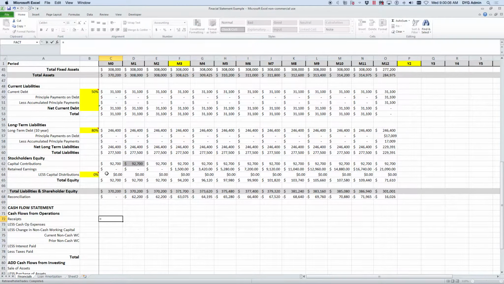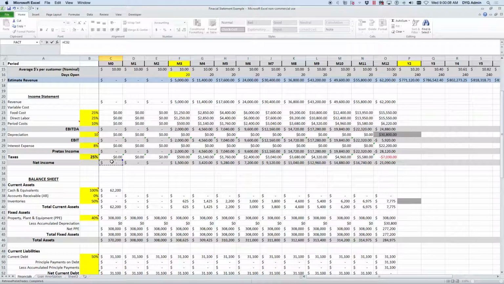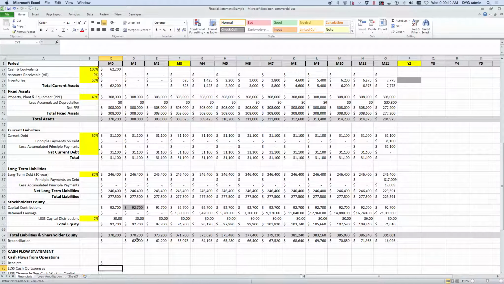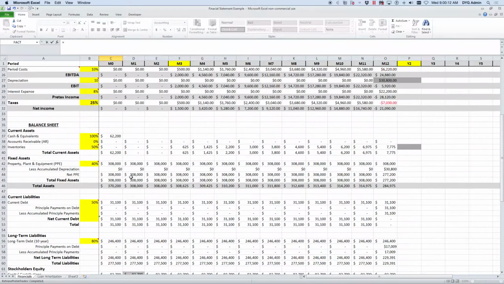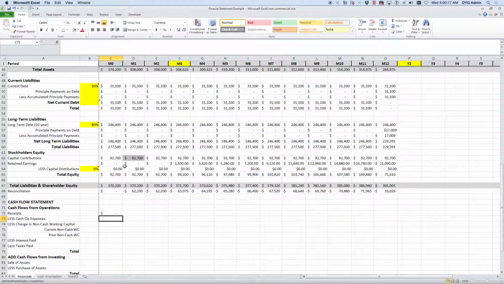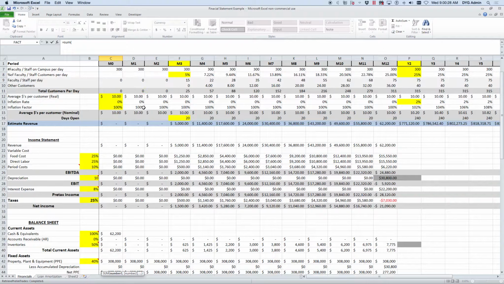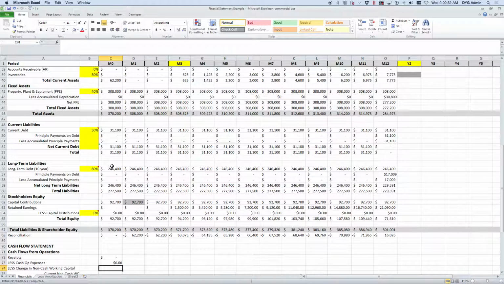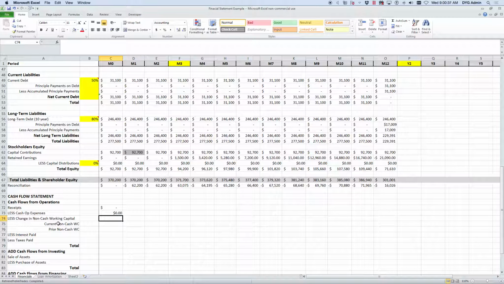So receipts are net income. Okay. Sorry, not net income, equal revenue. We're going to do minus operating expenses, and that's equal to the sum of these expenses up here in the income statement. Okay. Less the change in non-cash working capital.